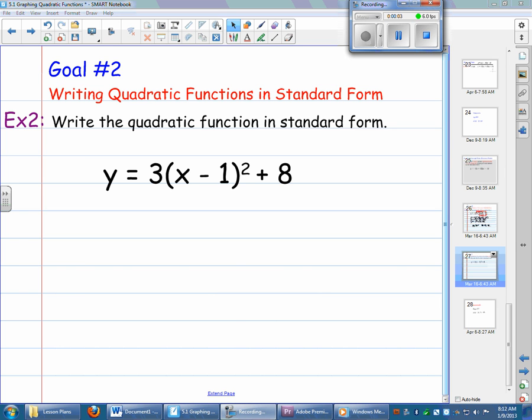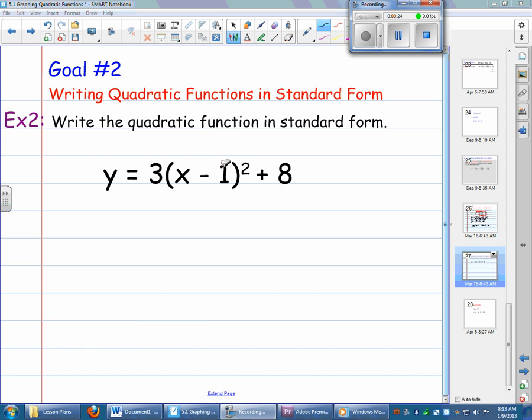All right, hopefully that first example made sense. Let's look at example number two, your second and final example for today. In this case, we are going to be doing essentially the same thing we just did, taking a quadratic function or equation that's in some other form and turning it into standard form.